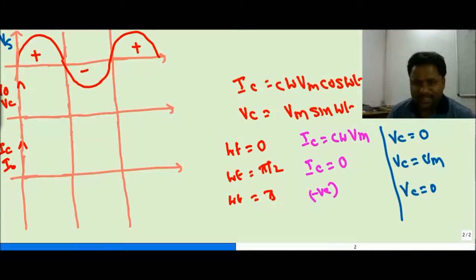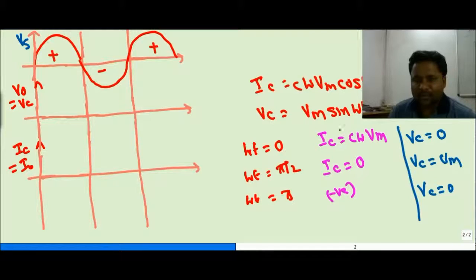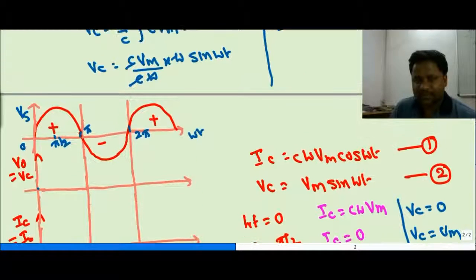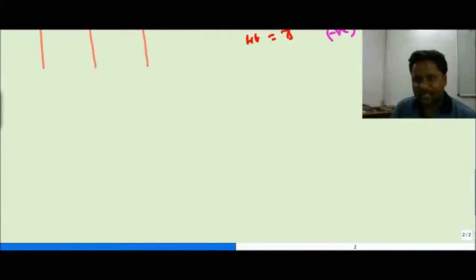So by using this expression and by putting the values of omega t equals 0, pi by 2 and pi, we are just making the waveforms of the output voltage and the output current. This is the scale of omega t: this is 0, this is pi by 2, this is pi, and this is 2 pi. And the circuit is going to be like this. We have already seen that the circuit is basically like this.